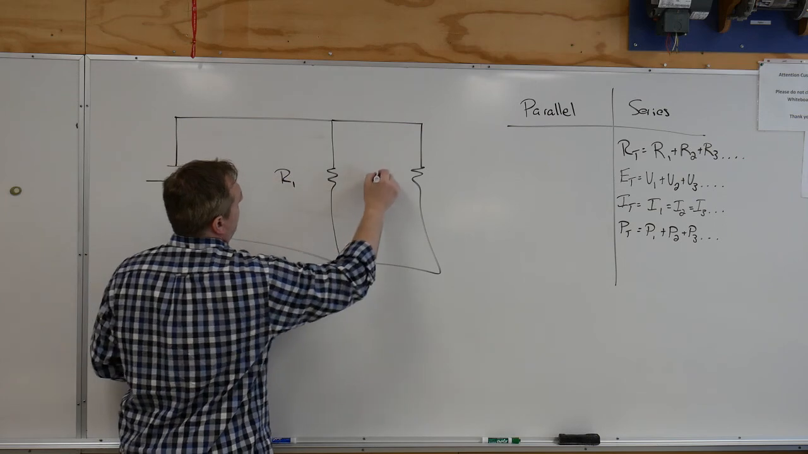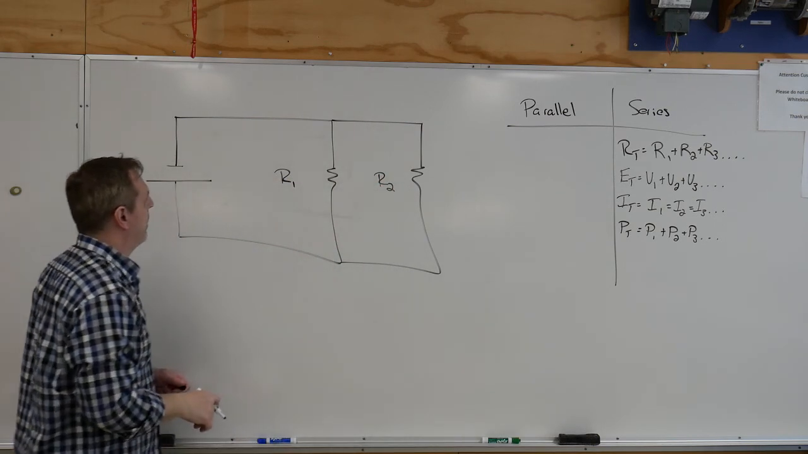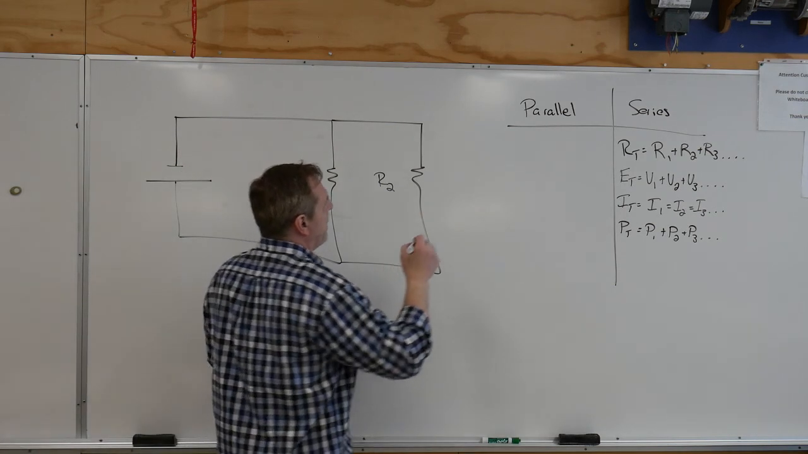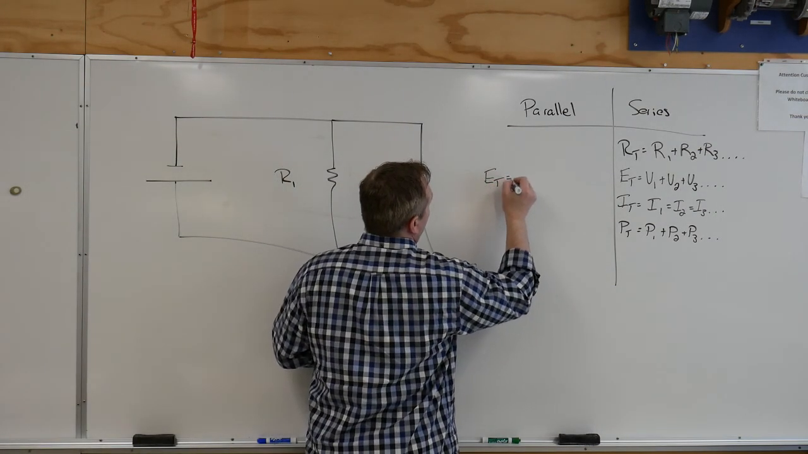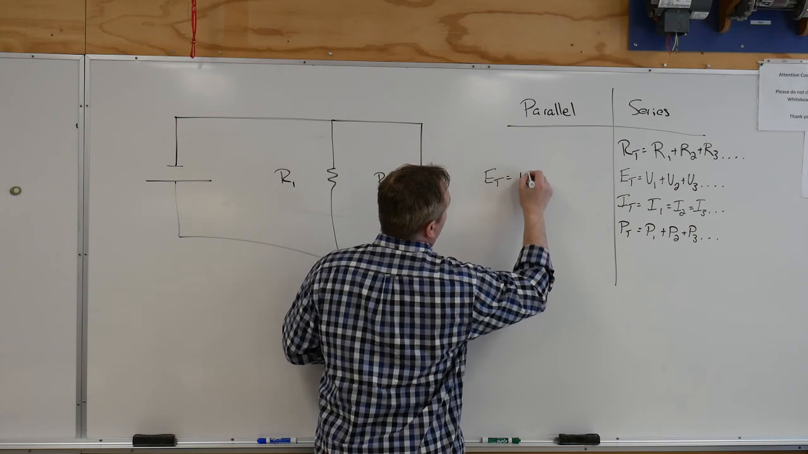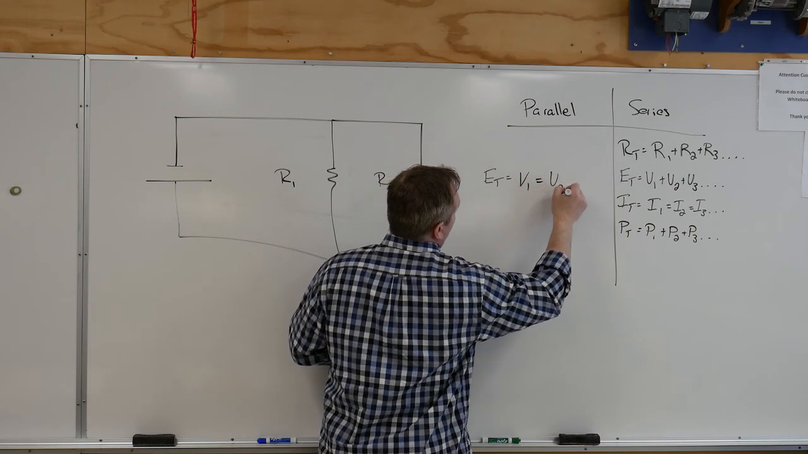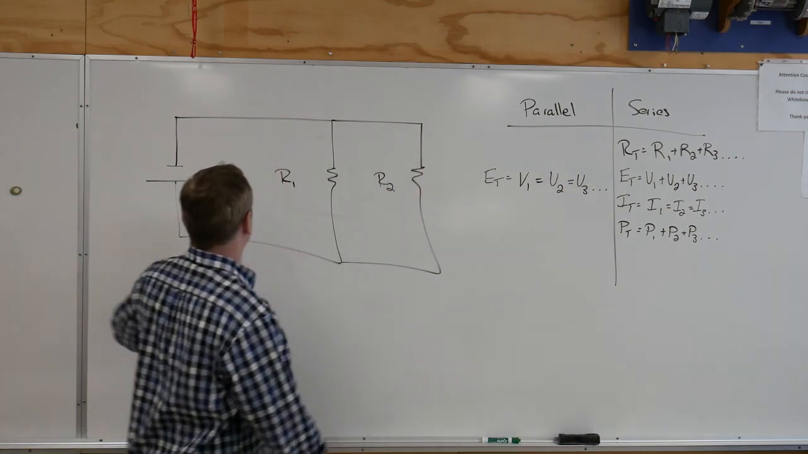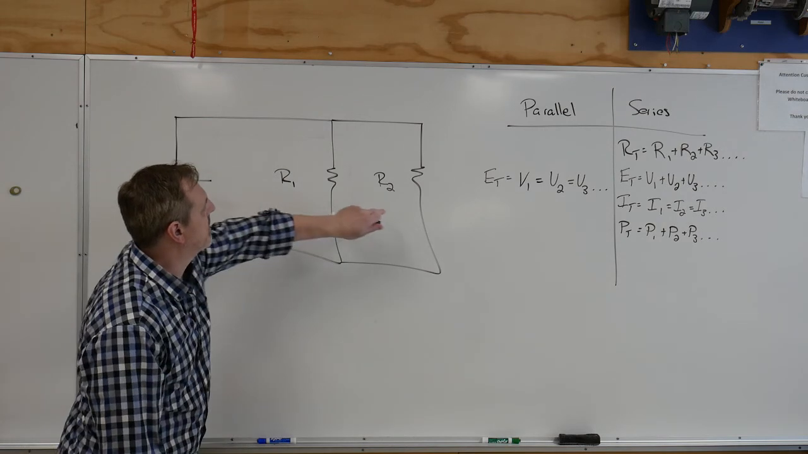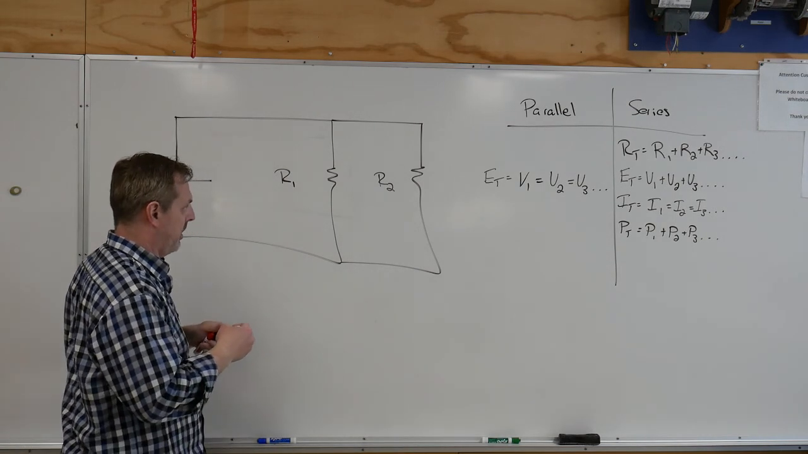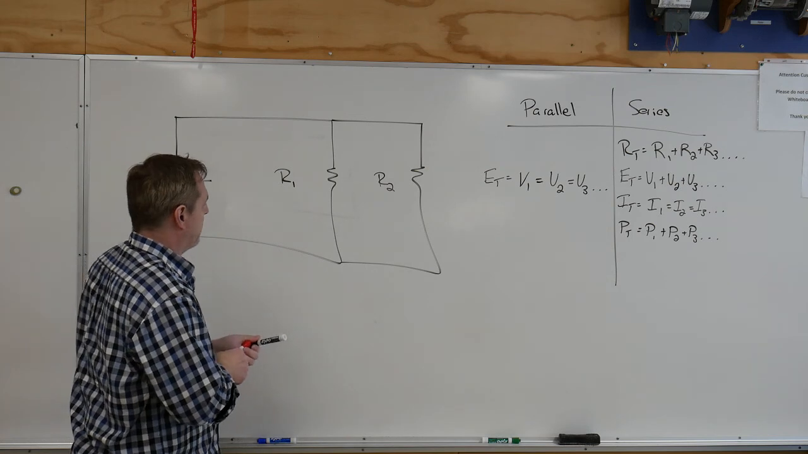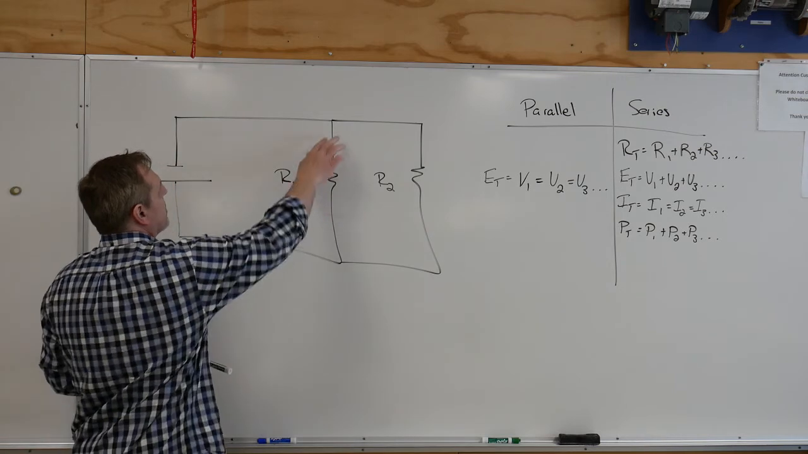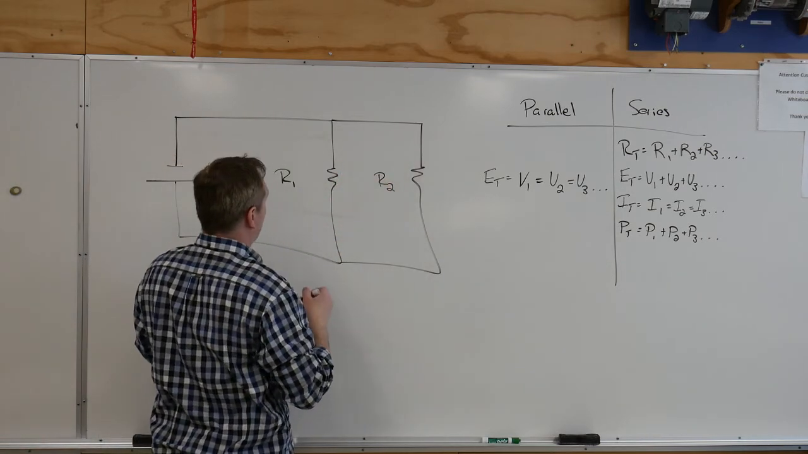So this is R1, this is R2. Okay? So one of the first rules we can look at would be E total is equal to V1, which is equal to V2, which is equal to V3, and that won't change. So whatever the source voltage is, it will be the same at each of those branches. Okay? Now my resistances, here and here, are going to dictate how much current flows in each of those lines.